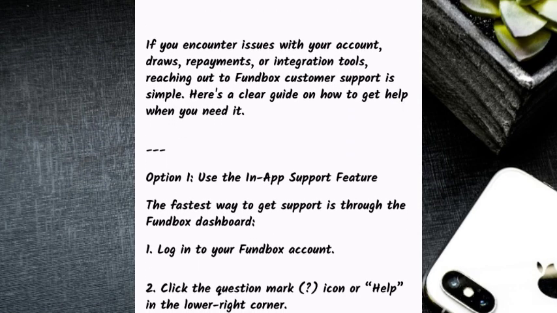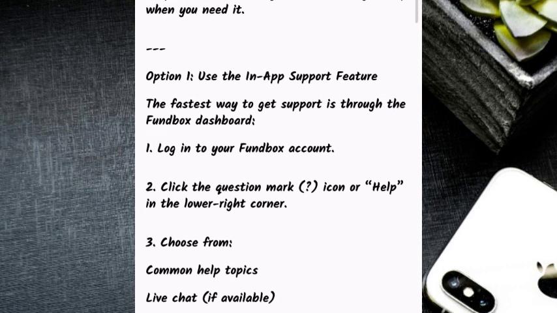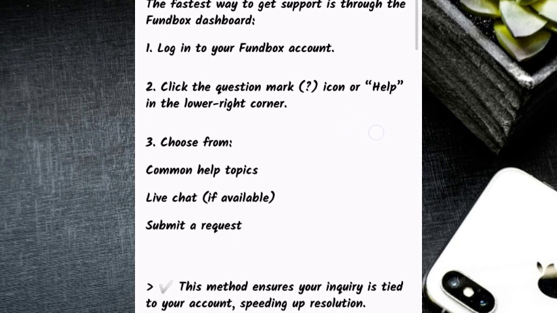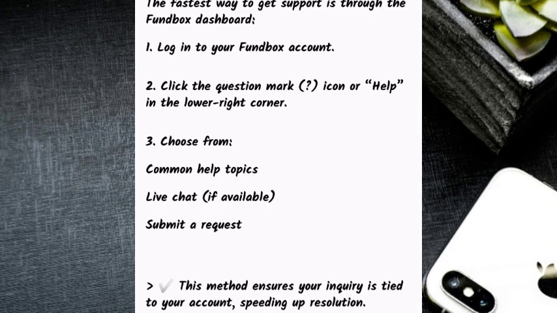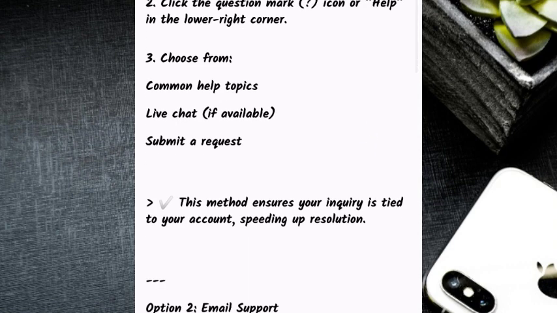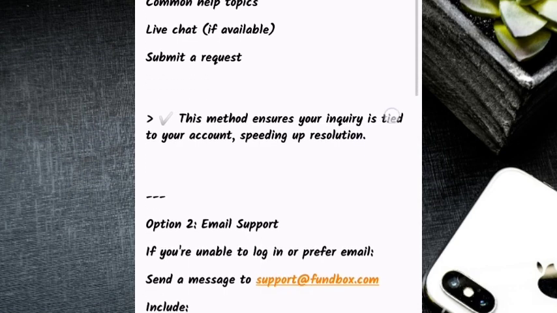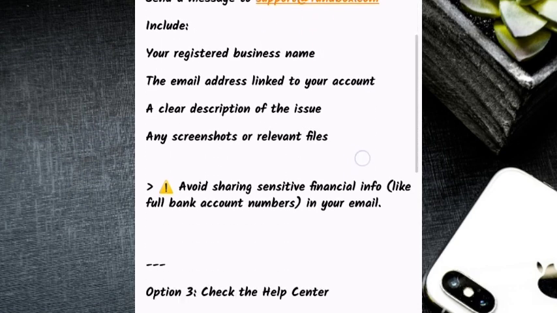First option is to use the in-app support feature. The fastest way to get support is through the Fundbox dashboard. Log into your Fundbox account and then click the question mark icon or the help tab in the lower right corner. Choose from common help topics. You have a live chat if it's available, of course. You also have the option to submit a request. This method ensures your inquiry is tied to your account, which of course is going to help you to speed up its resolution.